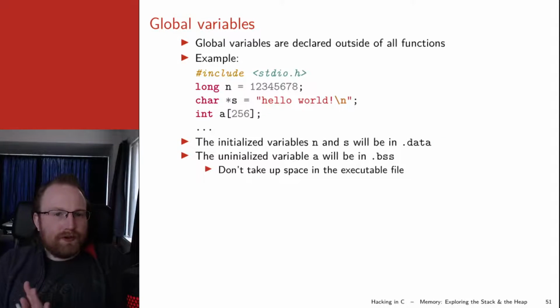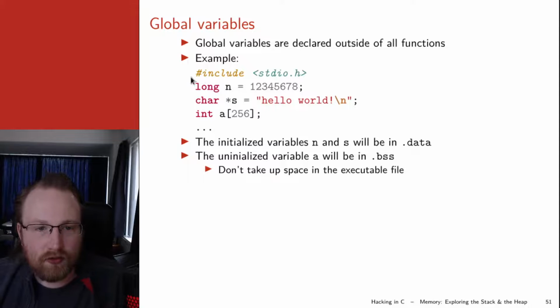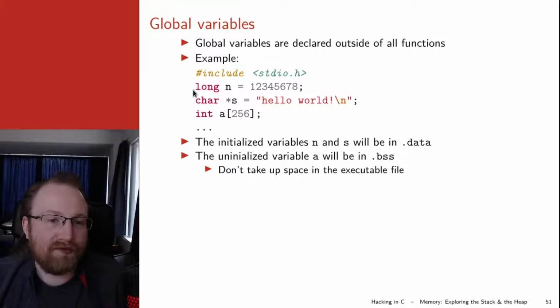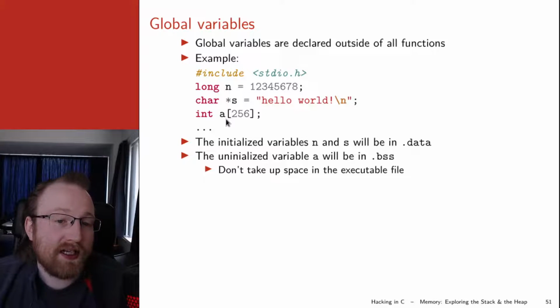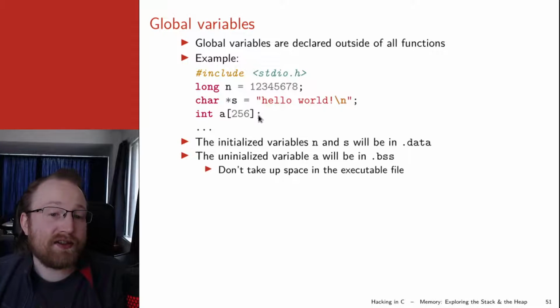So what are these global variables? Well, they are declared outside of all functions. So this is outside of a function. It's just immediately after an include statement. I'm defining 3 global variables: a long, a character array, and an integer array. And n and s are initialized, a long and a character array. So those will be in .data. And a is uninitialized, so that will just be in BSS. And because it's uninitialized, instead of taking 256 times 4, so instead of taking a kilobyte, it just takes a few bytes.